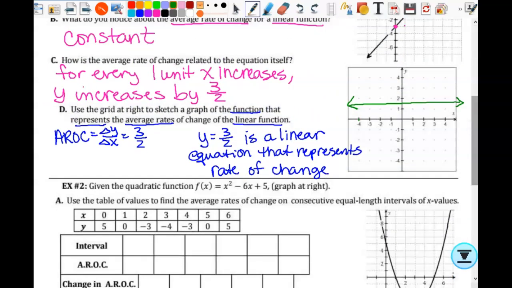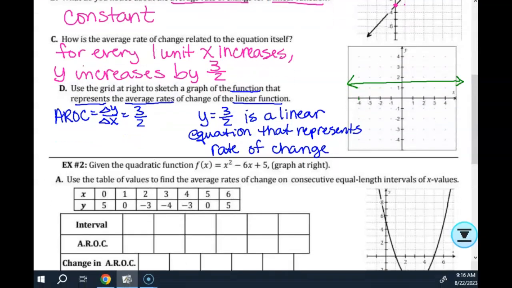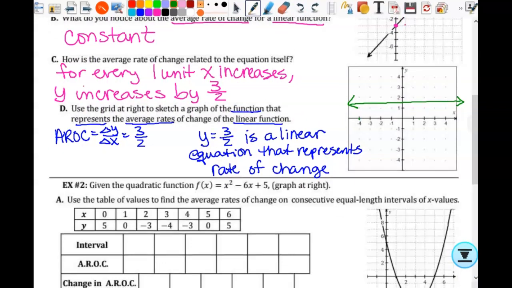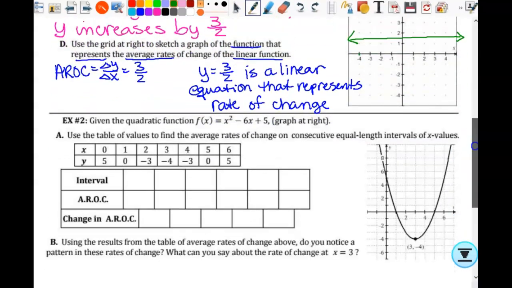Constant rate of change, we have a constant linear function. Yes? Now we're going to look at quadratics. So, oops. Oh, dang it. I've got to fix that. It doesn't record right. Hit the wrong thing. Oh, there we go. Okay.